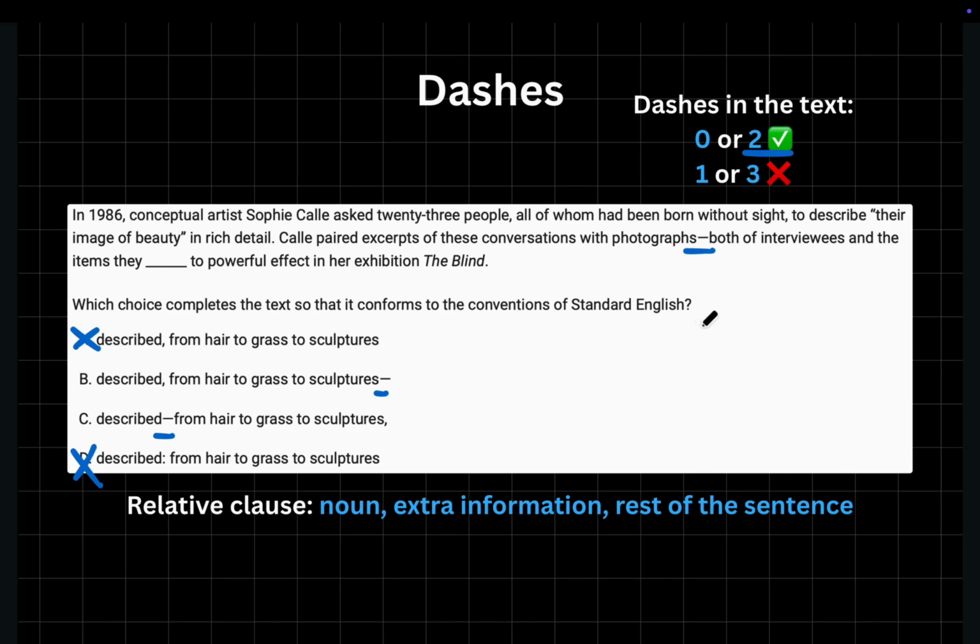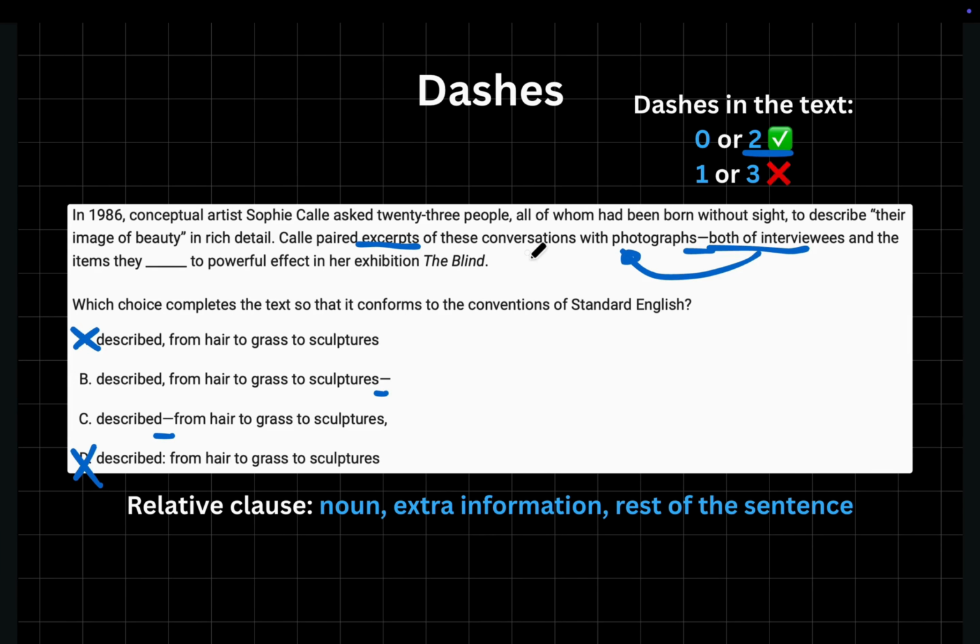So in here it says, in 1986, conceptual artist Sophie Calle asked 23 people, all of whom had been born without sight, to describe their image of beauty in vivid detail. Calle paired excerpts of these conversations with photographs, both of interviewees and the items they described, from hair to grass to sculptures, to powerful effect in her exhibition The Blind. Okay, so let's read this part again. Calle paired excerpts of these conversations with photographs. So in between the dashes, it is supposed to give additional or extra information on excerpts of these conversations with photographs. Excerpts, by the way, mean clips or scenes.